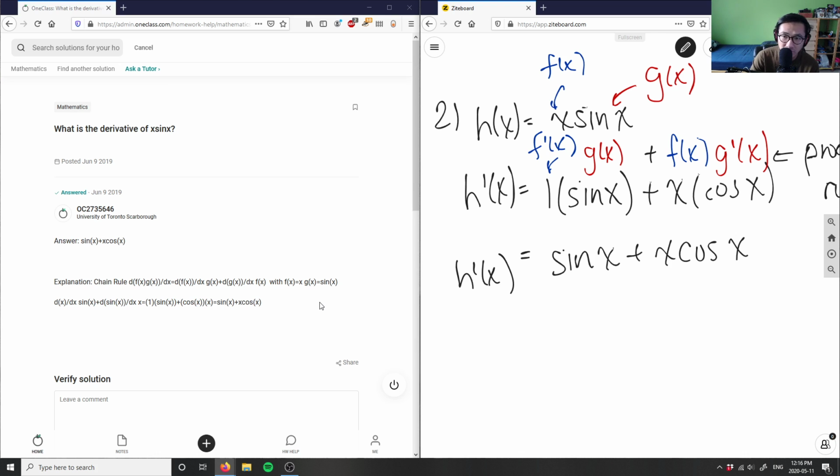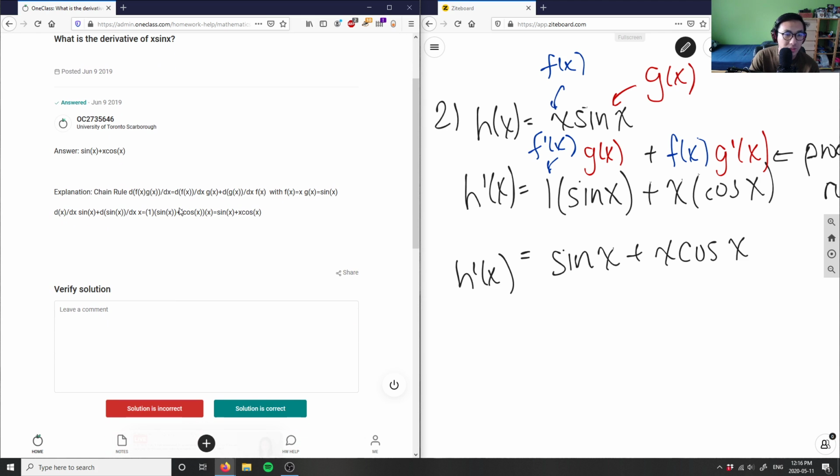And I believe that they got the question correct. They have the derivative equals sine x plus x cos x, so this is the correct solution. What they did here was use the product rule. It's a bit messy because of the formatting, but let's see. I have d of f of x times g of x over dx equals the product rule, which is what I wrote here.